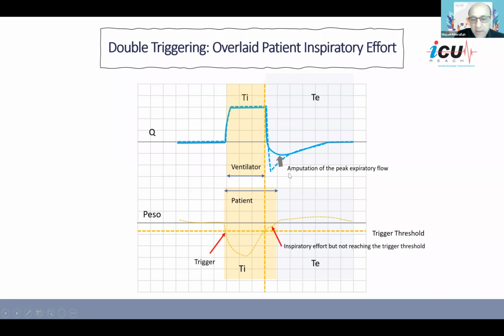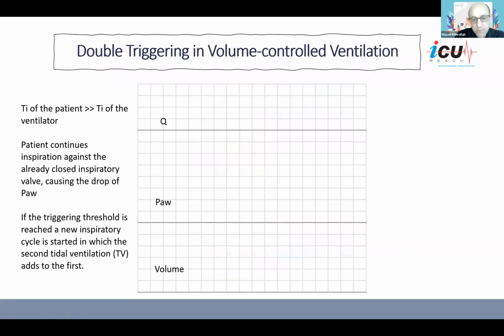expiratory flow. It amputated the expiratory flow. You can see this is inspiration, this is expiration. That's why you see a drop in the expiratory flow of the patient on the ventilator. This is because of continued inspiratory effort of the patient. However, it is not at the level that it can trigger the ventilator again. So let's see the next example here.